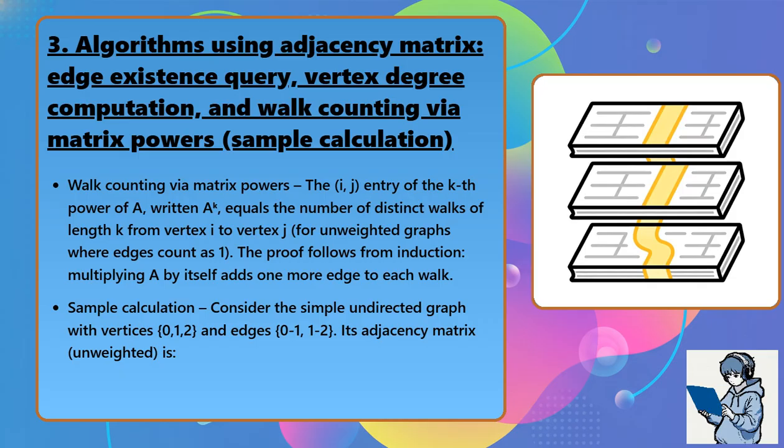Sample calculation. Consider the simple undirected graph with vertices 0, 1, 2 and edges 0 to 1, 1 to 2. Its adjacency matrix, unweighted, is A equals [[0, 1, 0], [1, 0, 1], [0, 1, 0]].